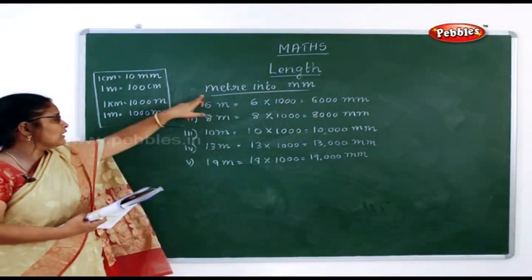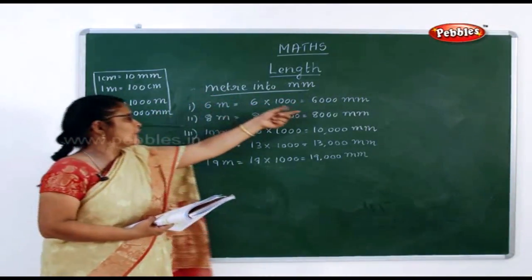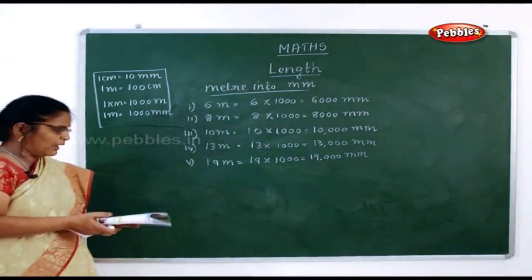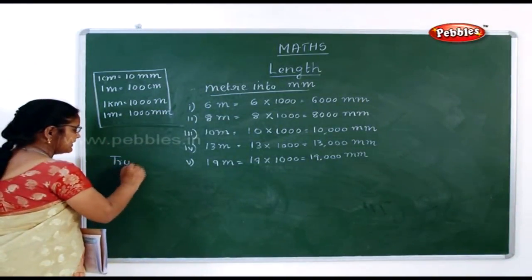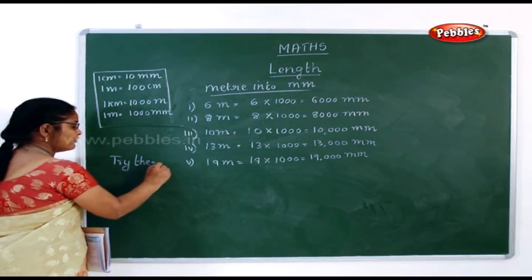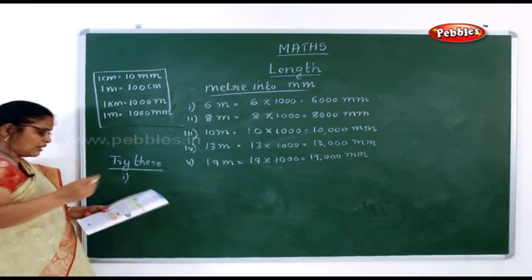That is, when you convert meter into millimeter, you have to multiply that with 1000. So you get the answer, that is millimeter. See, they have given one sum in your book. Try this. You have to try these sums. You have to do it by yourself. Now one example, I'll just try out.